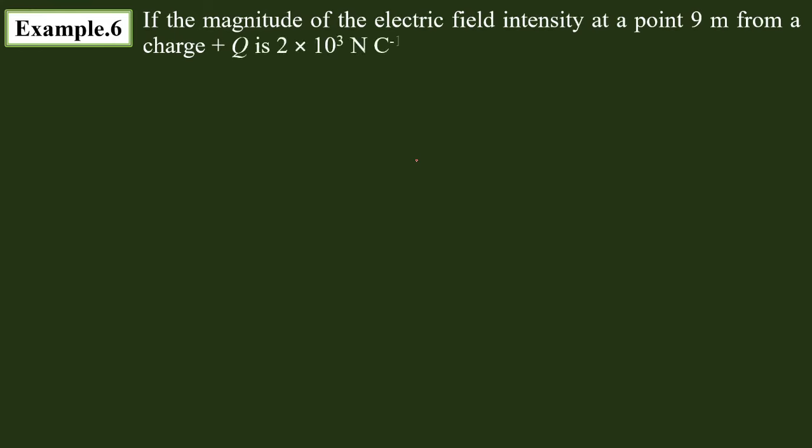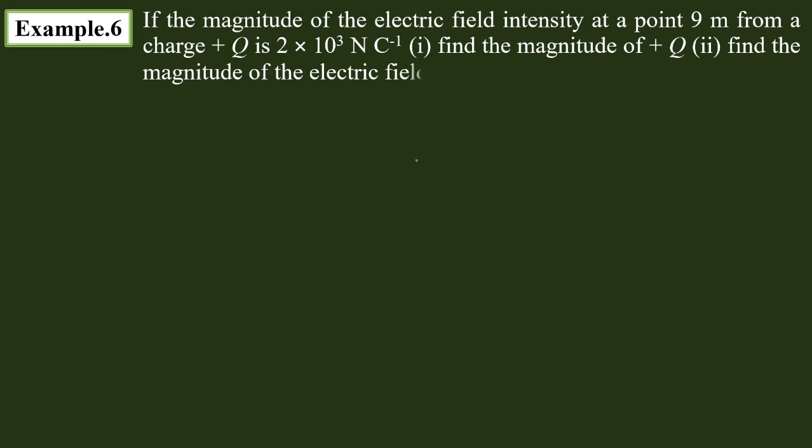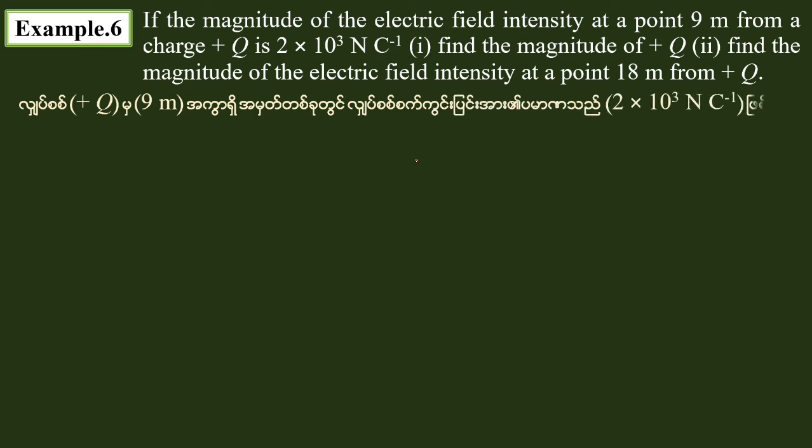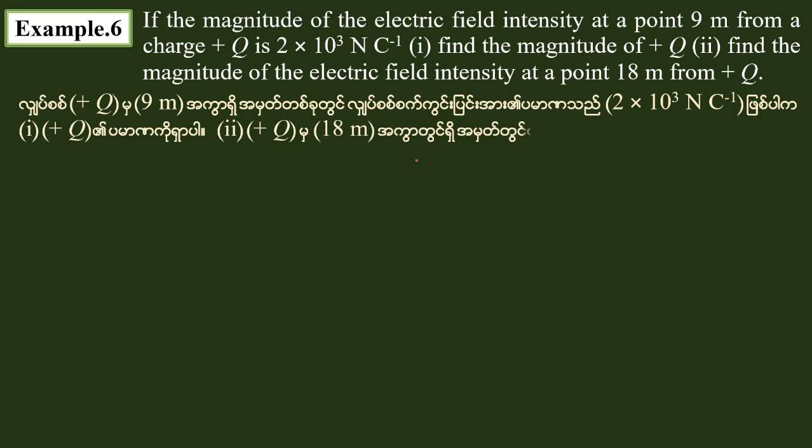Example 6: If the magnitude of the electric field intensity at 0.9 meter from the charge plus Q is 2 into 10 to the power 3 newton per coulomb, find the magnitude of plus Q, and find the magnitude of the electric field intensity at 0.80 meter from plus Q.